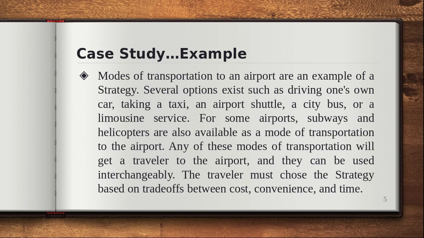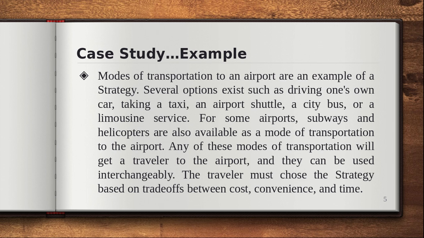So here the case study example I have taken is the mode of transportation to an airport. The description is like this: several options exist, such as driving one's own car, taking a taxi, an airport shuttle, a city bus, or limousine service. For some airports, subway and helicopters are also available as a mode of transportation to the airport. Any of these modes of transportation will get a traveler to the airport, and they can be used interchangeably. The traveler must choose the strategy based on the trade-offs between cost, convenience and time. So here for this strategy design pattern, the client will decide at runtime which strategy he wants to choose. So this is the problem statement.